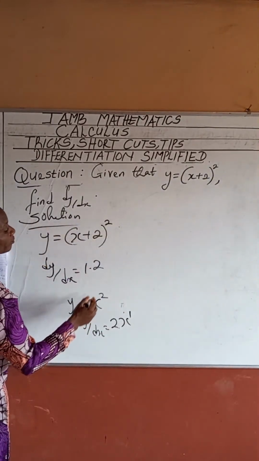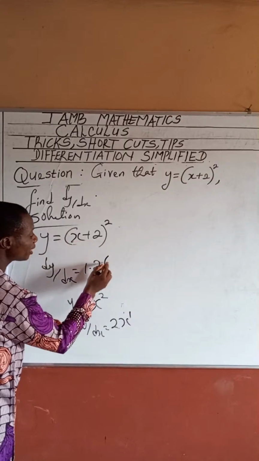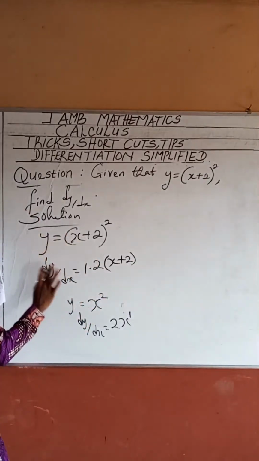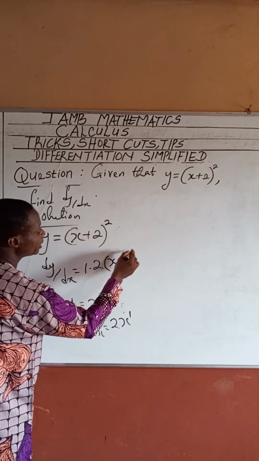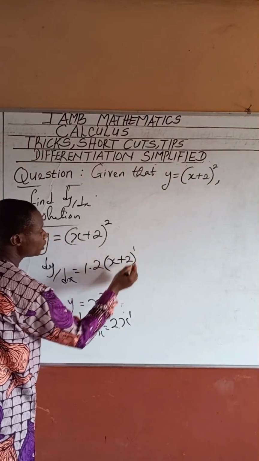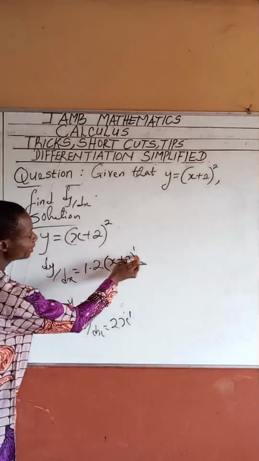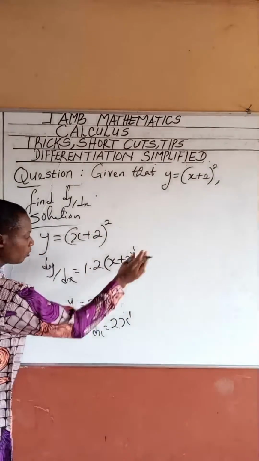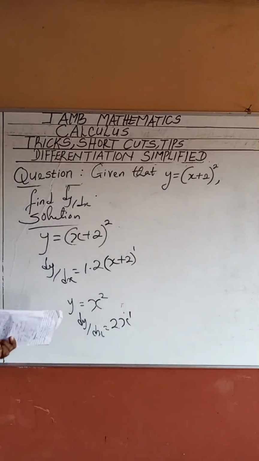Do the same here. Open bracket. Bring everything inside as if it's an algebraic term. Okay? Then this one is 2 minus 1, which is now 1. So you have decreased this one by 1, just like decrease this one by 1. So we can go ahead and evaluate it, right? So can you tell us what the answer will be?